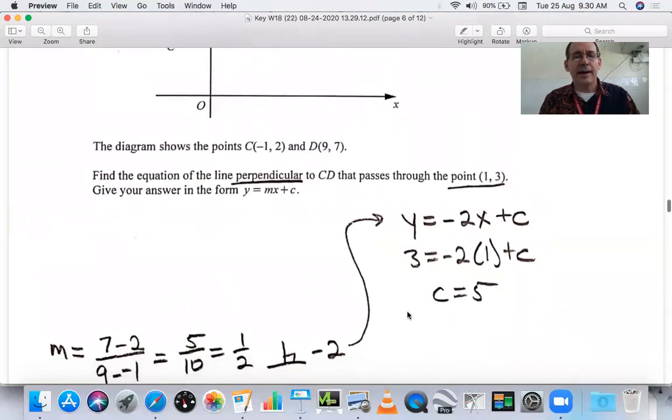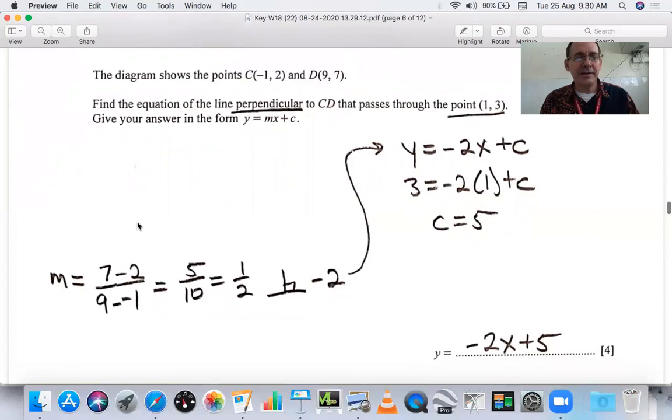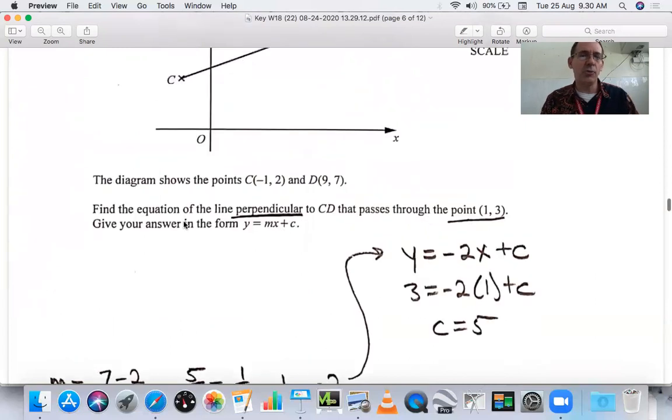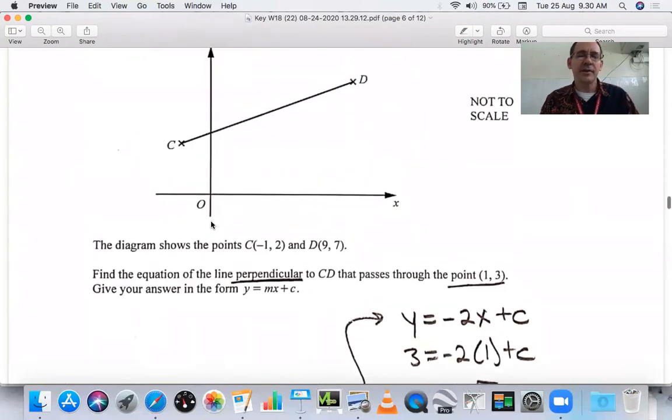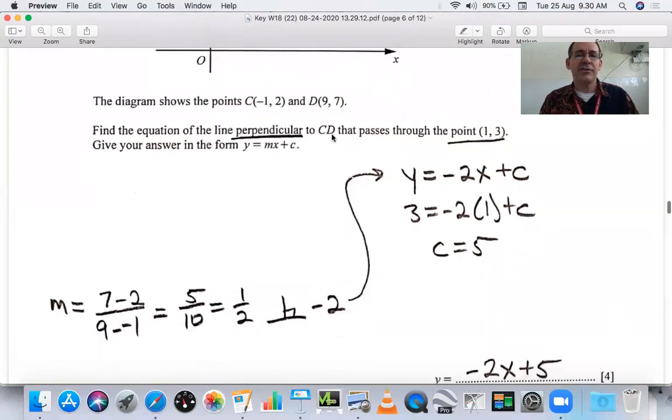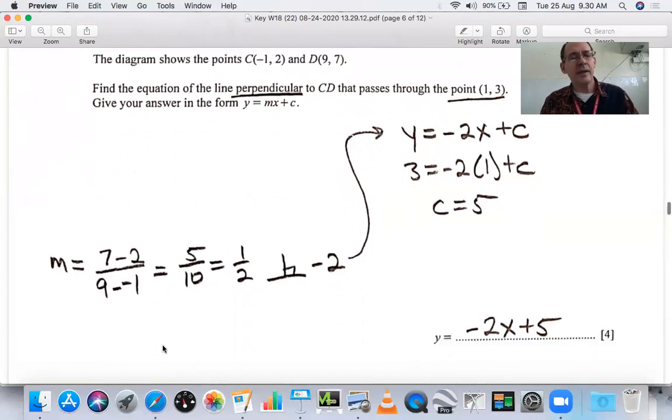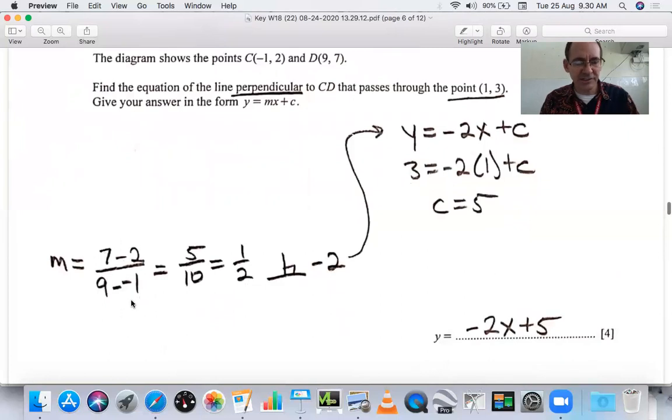So perpendicular means we need to find the slope of CD. So the slope of CD is y2 minus y1, so 7 minus 2, divided by x2 minus x1. So this is your change in y over change in x. 7 minus 2 is 5. 9 minus negative 1 is 10, because the two negatives make it plus.